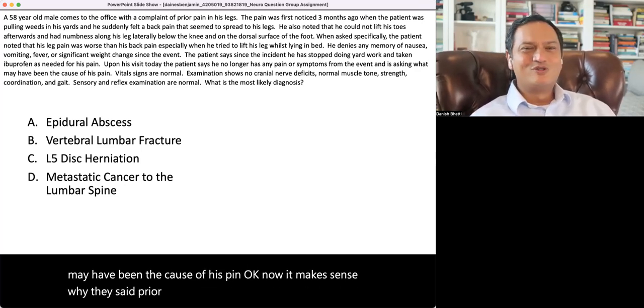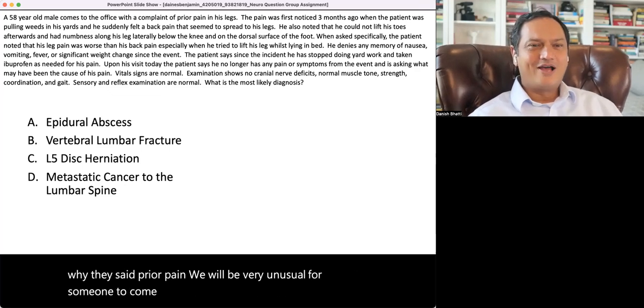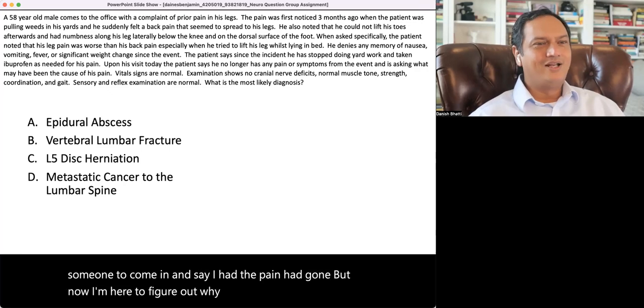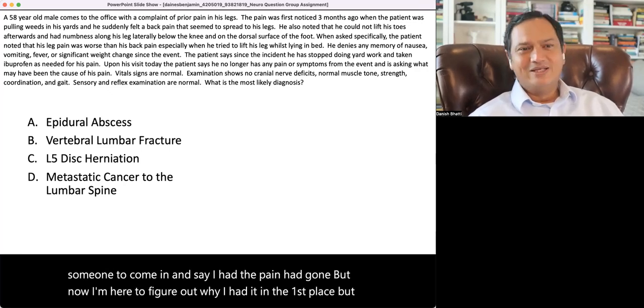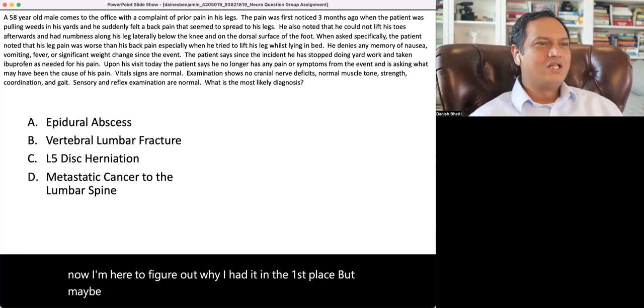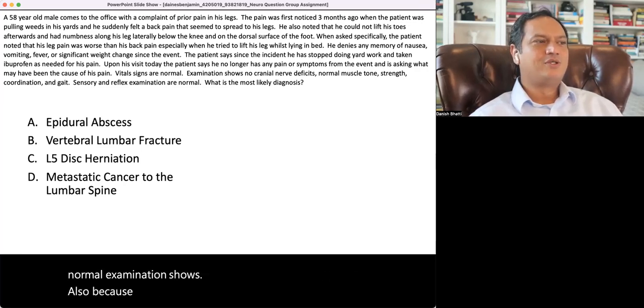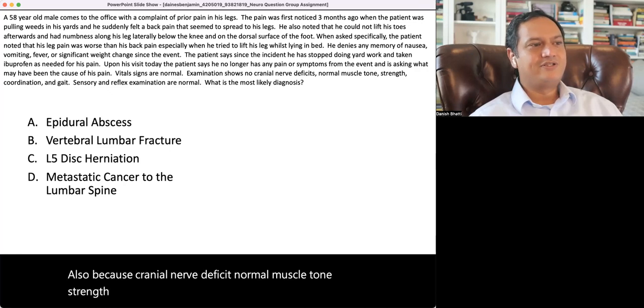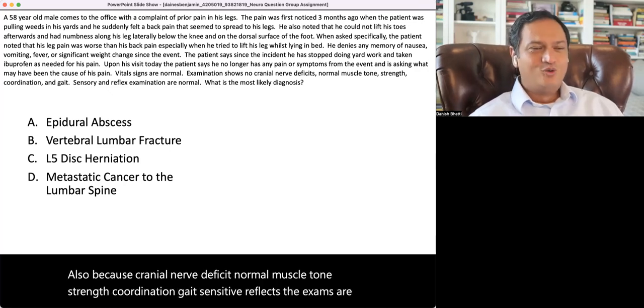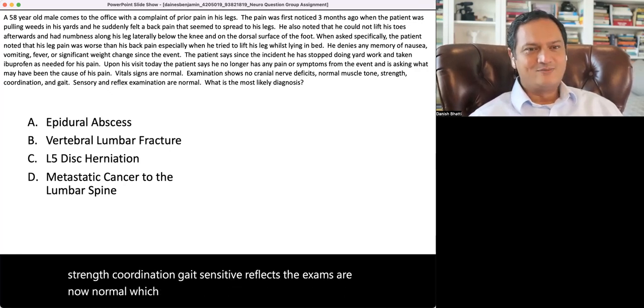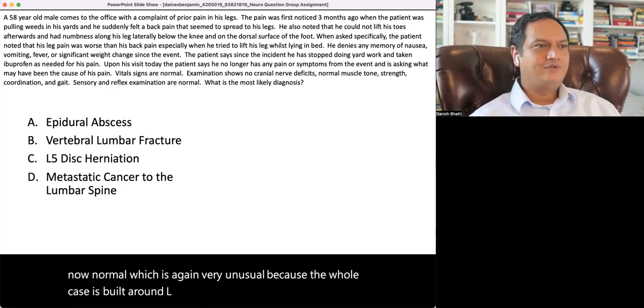But it would be very unusual for someone to come in and say, oh, I had the pain, it's gone, but now I'm here to figure out why I had it in the first place. But maybe he's of that curious kind. So vital signs are normal. Examination shows no cervical cranial nerve deficit, normal muscle tone, strength, coordination, gait, sensory and reflex exams are now normal, which is again very unusual because the whole case is built around L5 radiculopathy. What is the most likely diagnosis?